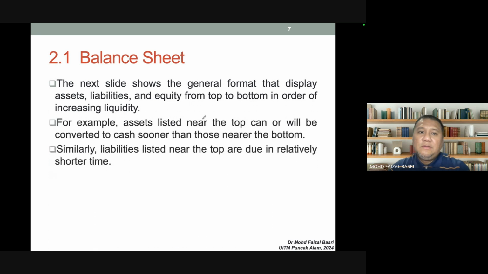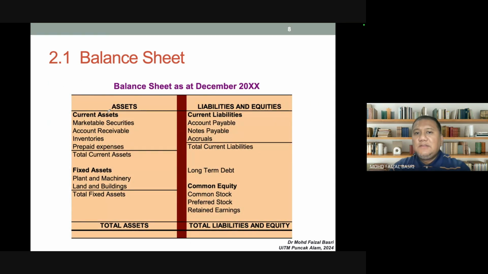So next we're going to see how the format looks like. So dari segi format, this is the traditional format of the balance sheet, whereby it uses the T account style. T account macam bentuk T ni kan, T shape, whereby assets are on the left hand side and then liabilities and equities on the right hand side. And they categorize it into a few sections. So for example, for assets, dia pecahkan kepada current assets and also the fixed assets.